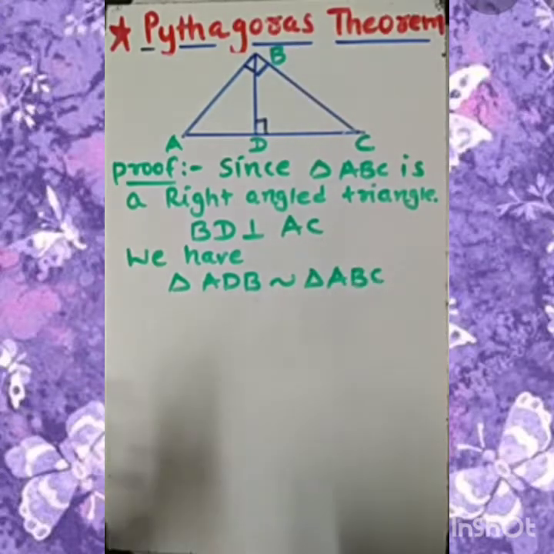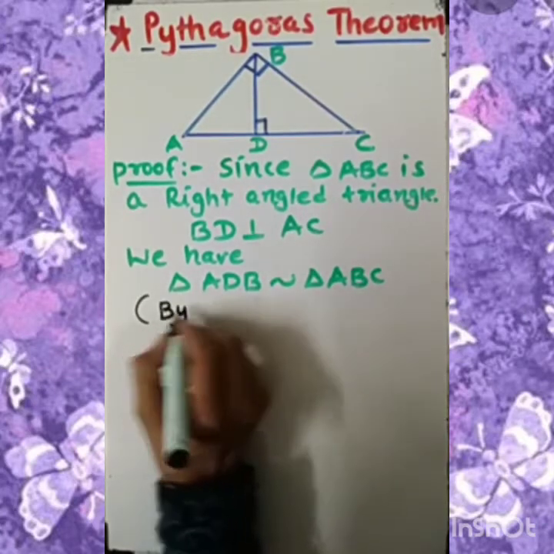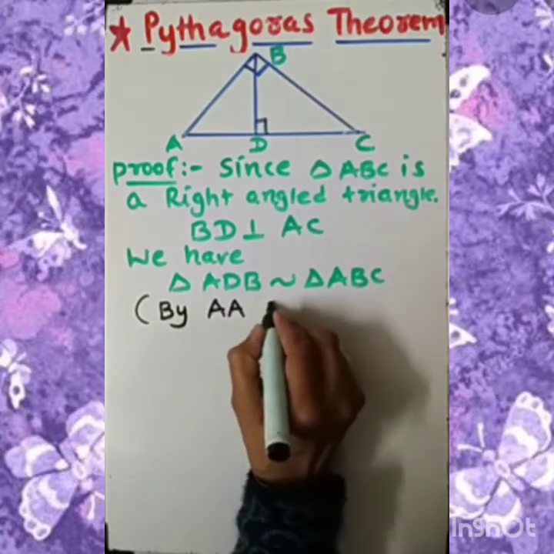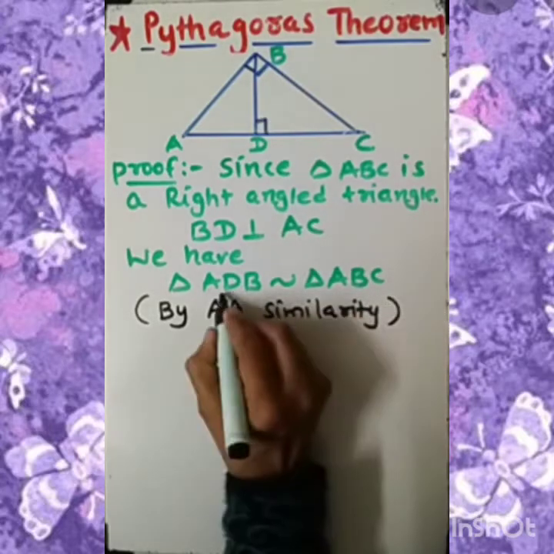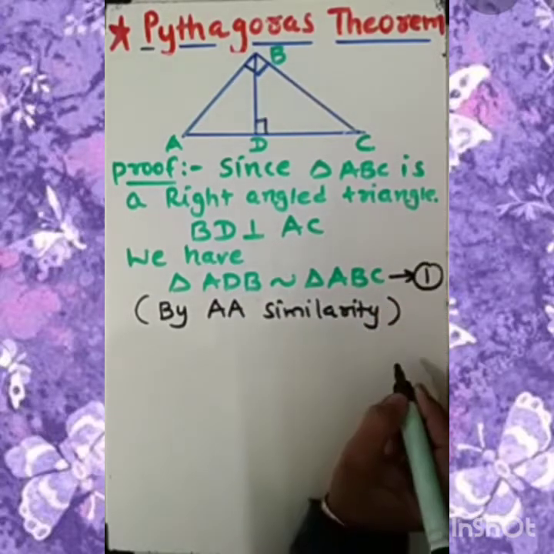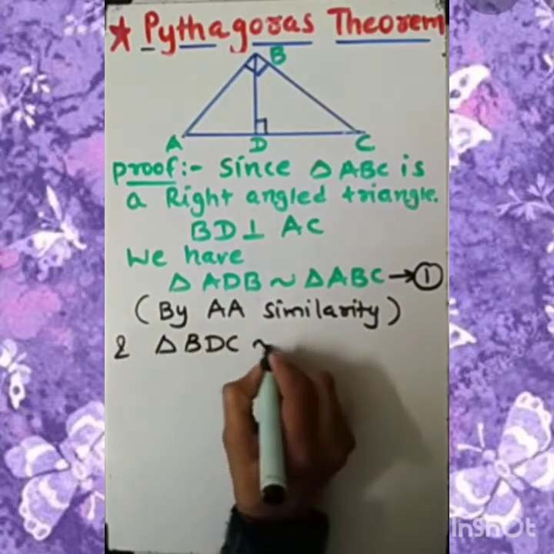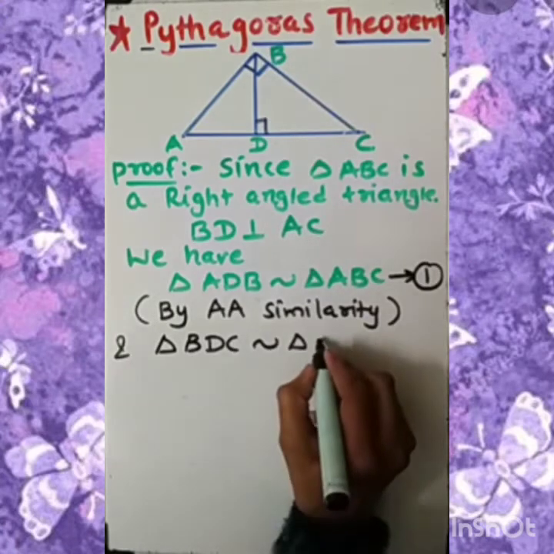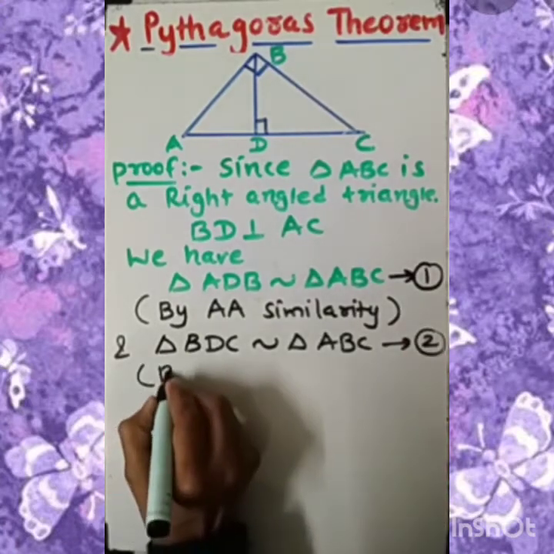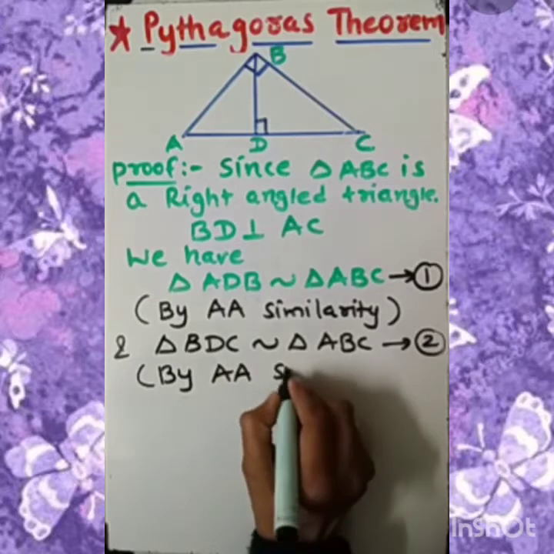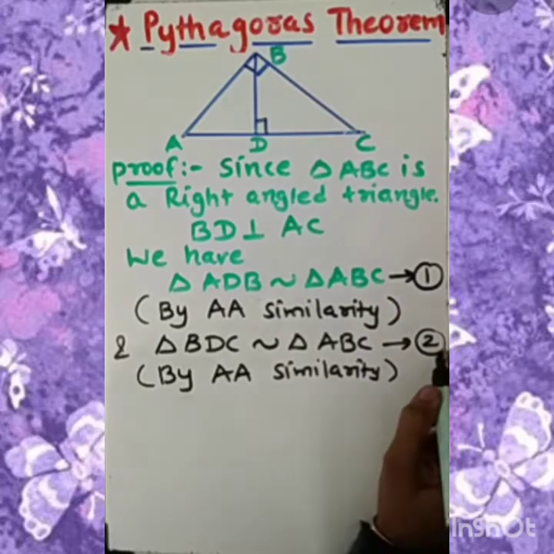By which criteria of similarity? By angle. So please note down in bracket, by angle similarity. This is our result number 1. Same thing we have for triangle BDC, which is similar to triangle ABC. Let's say this is result number 2, that is also by angle similarity. These two triangles are similar.